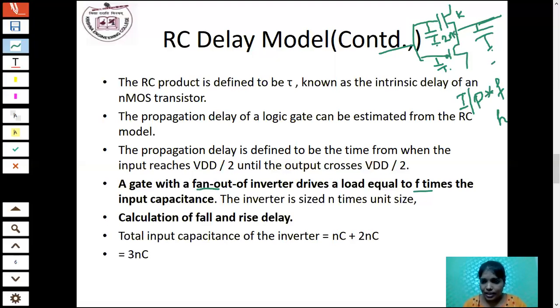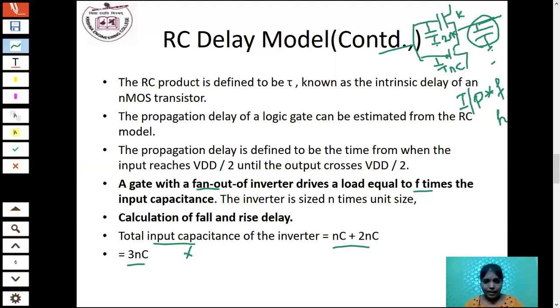Here I am considering the NC value, which means I am going to add the total input capacitance given at the gate terminal. That is 2NC plus NC. So the total input capacitance of the inverter is NC plus 2NC, which gives 3NC. Then I am going to multiply my input capacitance value by F, where F is the number of gates you are going to drive from the single inverter gate.